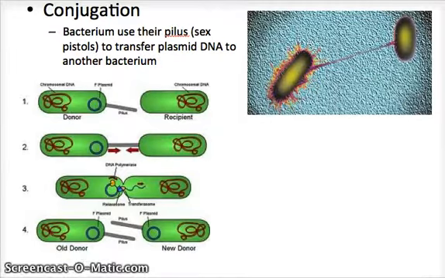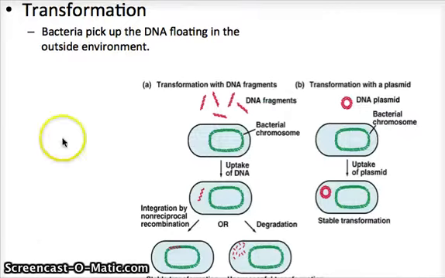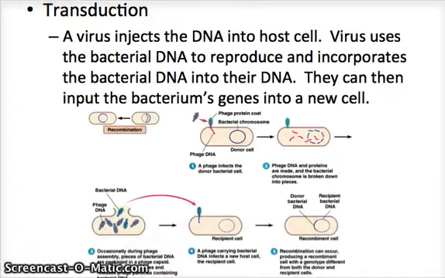The next one we have is transformation, and that's where after a cell dies, you can get DNA fragments or an intact plasmid, and this bacteria is nice and greedy and wants to pick up the plasmid or that DNA and put it in the cell, and that DNA could contain antibiotic resistance genes. And the last one is transduction.